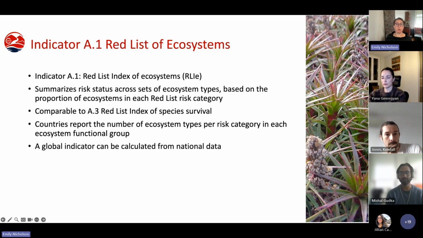So parties should report on the number of ecosystem types per risk category in each ecosystem functional group. And I'll show you what this looks like in a moment. The indicator can be calculated from these data, both for countries and globally. And we will provide reporting templates and a means of calculating the indicator for countries to submit.